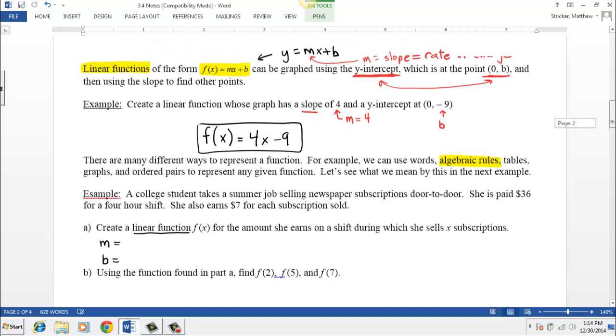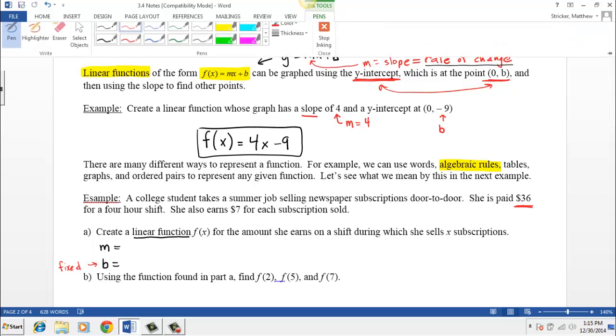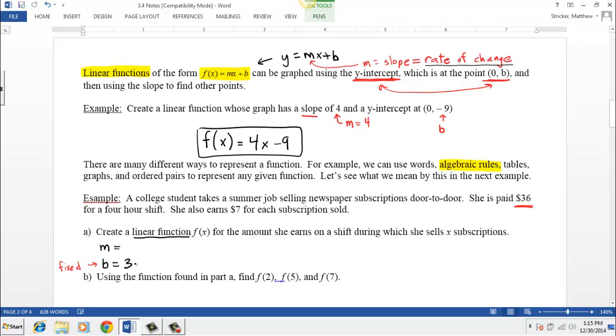Remember, m is a rate of change. In this example, it's an amount earned that changes depending on how many subscriptions you sell. Whereas b is like the fixed earning amount. The y-intercept is always a fixed amount. And in this case, it says that she's paid $36 no matter what for her 4-hour shift. So we're going to think of that 36 as the b, or the y-intercept. But then on top of that, she can add $7 per subscription. So the rate that she's earning is an additional $7 per subscription.